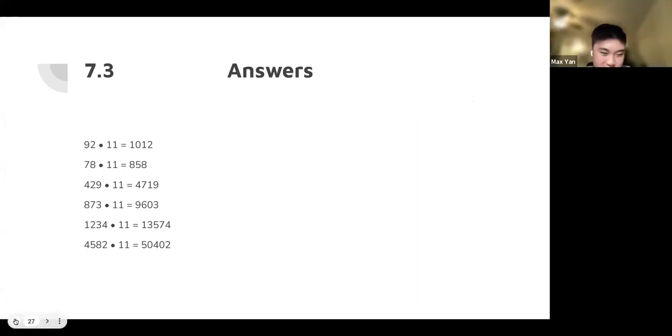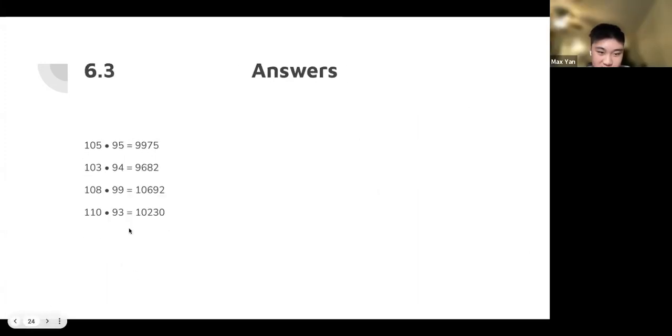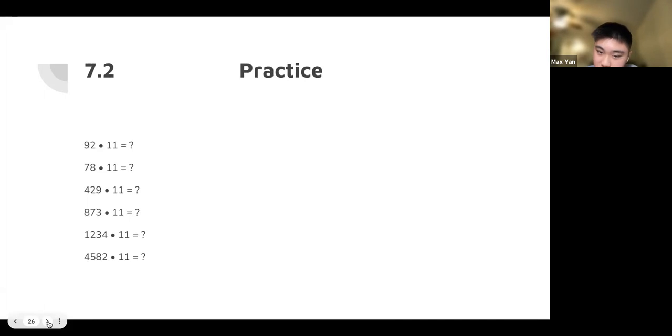Okay, let's see if you can do this problem using the new method. So 110 times 93: 110 is just 10 times 11, so you'd add a 0. 11 times 93, 3, and then 2, 10. You know how to do it now.